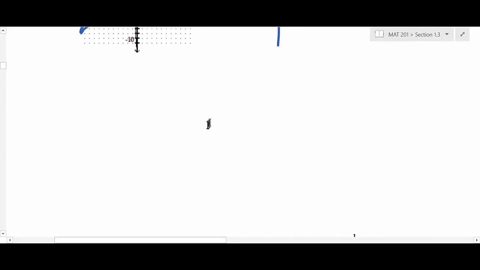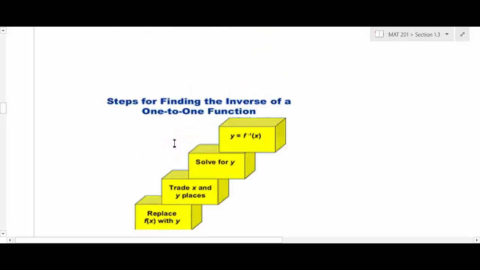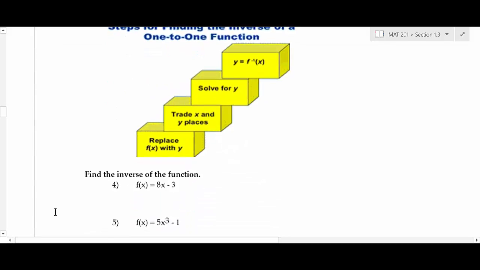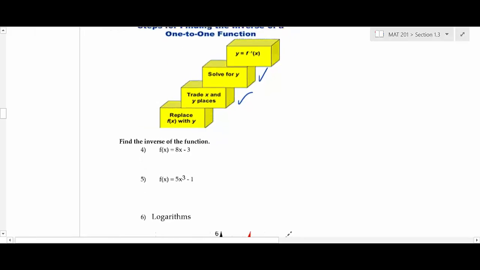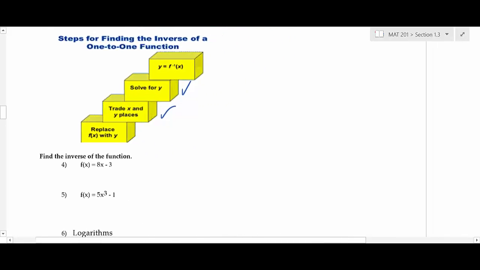Okay, so let me move to the next thing here. Now the next thing I want to do, this should be review for you too, hopefully, is without graphing, just how we find an inverse. Okay? And the idea is you basically just replace the variables. X and y trade places, you solve for y, and then you've got your inverse. So we're going to do a couple of simple ones here, number 4 and 5, and actually find the inverses. I'm not going to do any graphing on this.